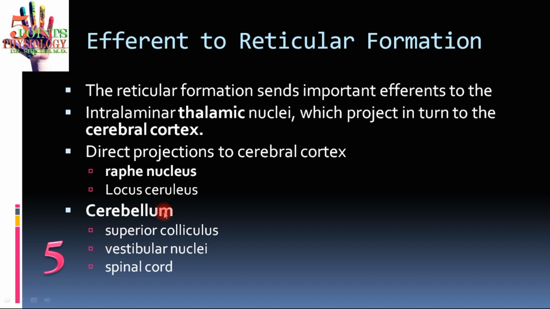These projections to the cerebellum are coming from the connections of the reticular formation with the superior colliculus, which carries visual input, and from the superior colliculus it comes to the reticular formation, and then from the reticular formation it goes to the cerebellum. Other auditory inputs and equilibrium inputs which are coming from the vestibular nuclei go to the reticular formation, and from the reticular formation to the cerebellum. Apart from that, the spinoreticular and spinothalamic tracts coming from the spinal cord are then relayed to the cerebellum from the reticular formation.